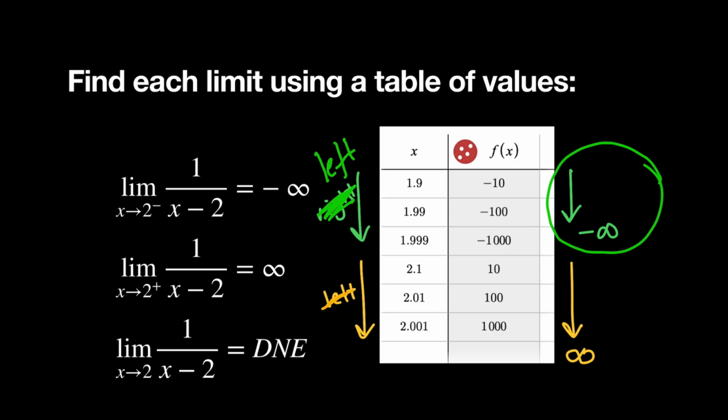If I look at the second half of the table, as I approach 2 from the right, values that are bigger than 2, my y values are going to positive infinity. So I can write that as a right-hand limit. As I approach 2 from the right, I get positive infinity. Because my left and right limits aren't the same, that means my two-sided limit actually doesn't exist.